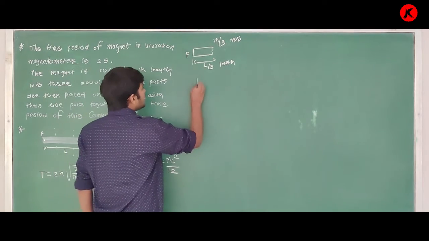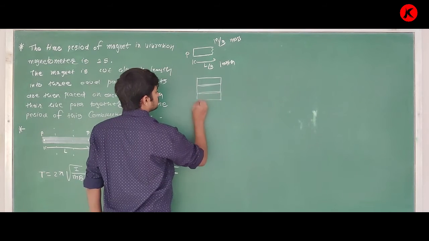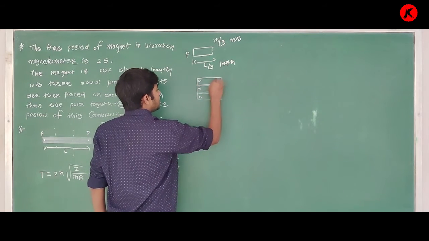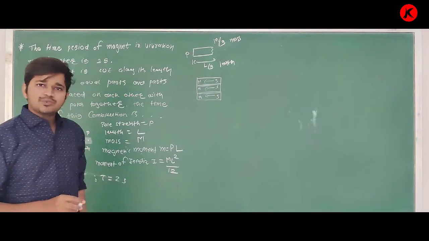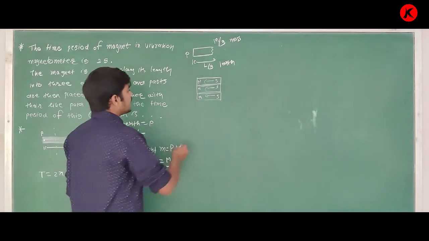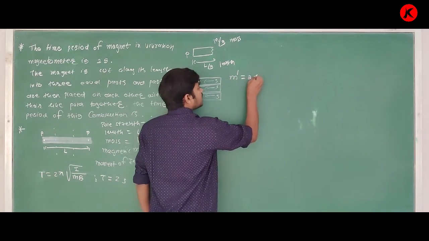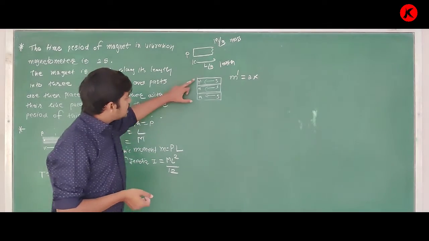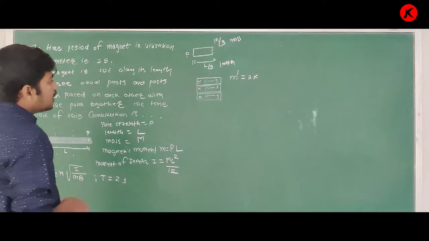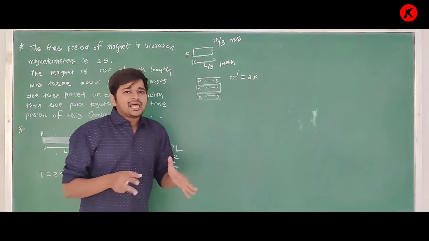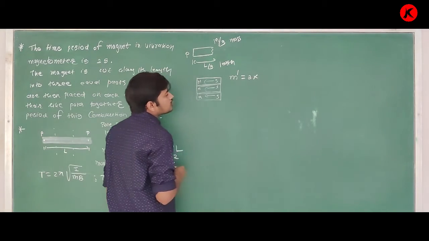They are placed with their like poles together, so it is N here and S here. So for each and every part, the magnetic moment has the same direction. So what is the resultant magnetic moment? Resultant magnetic moment M dash is equal to 3 times. Why am I writing 3 times? Because like poles are placed together, so for each and every magnet the direction of magnetic moment will be the same. So M dash is equal to 3.